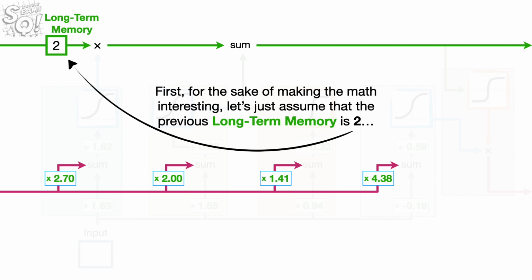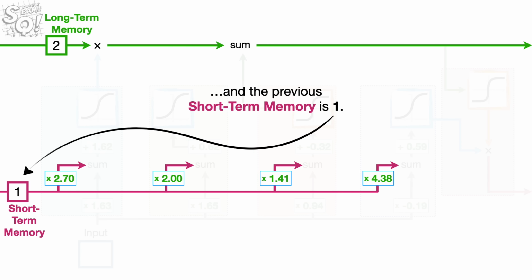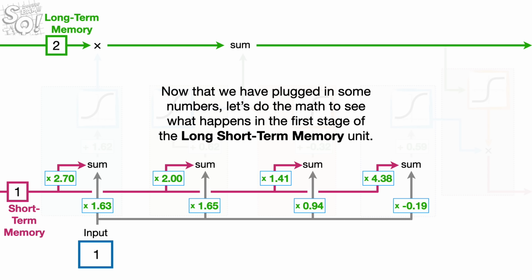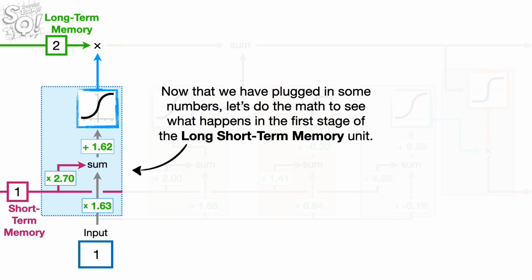First, for the sake of making the math interesting, let's just assume that the previous long-term memory is 2, and the previous short-term memory is 1. And let's set the input value to 1. Now that we have plugged in some numbers, let's do the math to see what happens in the first stage of the long short-term memory unit.